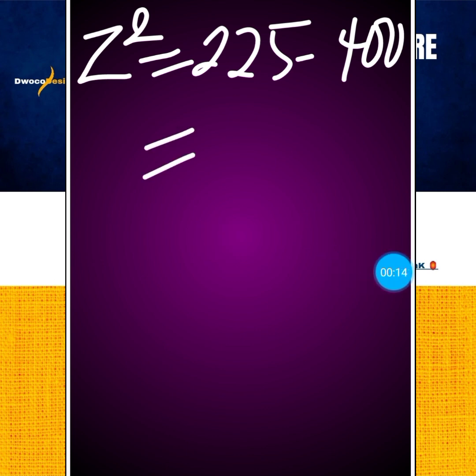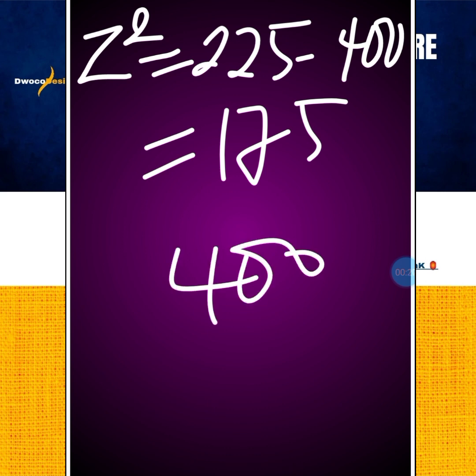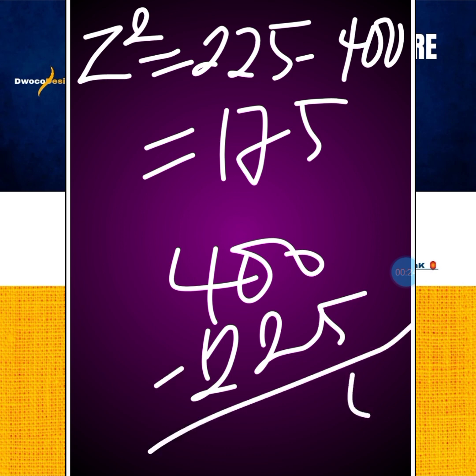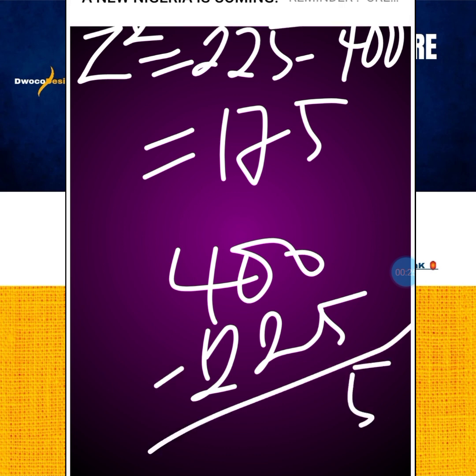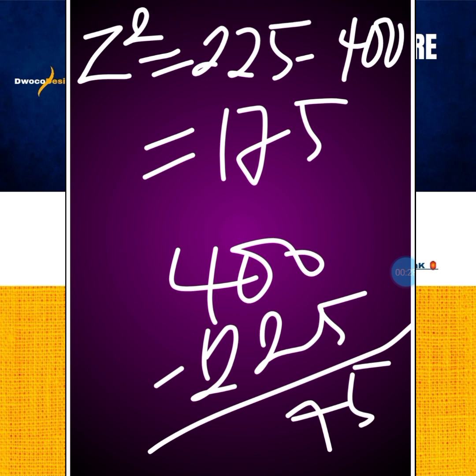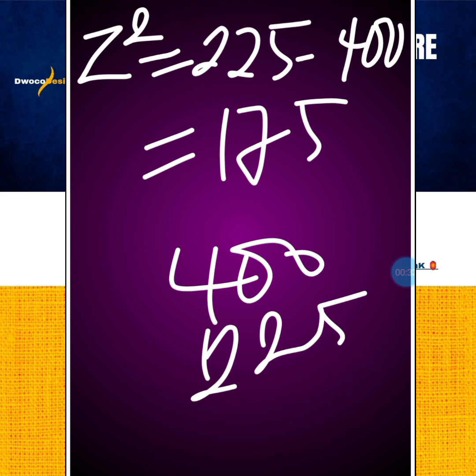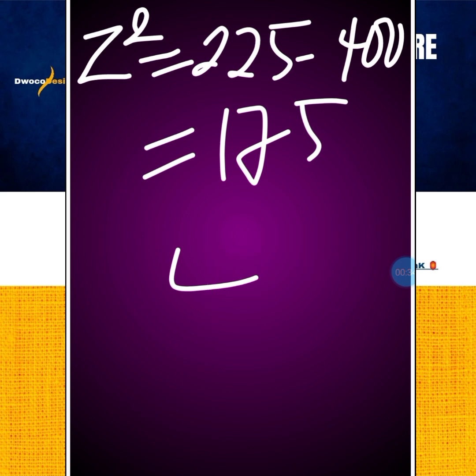That would give us 175, because 400 minus 225. If you subtract, you're going to get 5 here. You're going to get 9 minus 2, which gives you 7 here. And then, of course, your 3 minus 2 will give us 1. So that's going to give us 175. Please remember it's in negative format, so this is going to be negative 175.